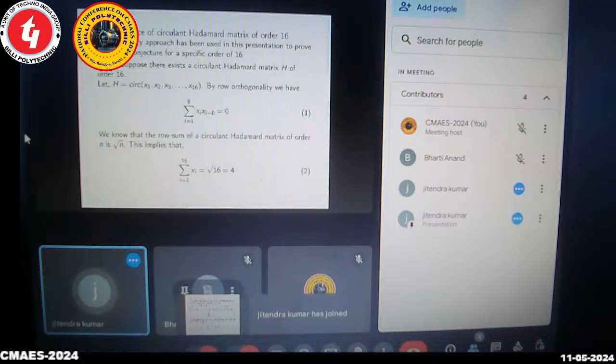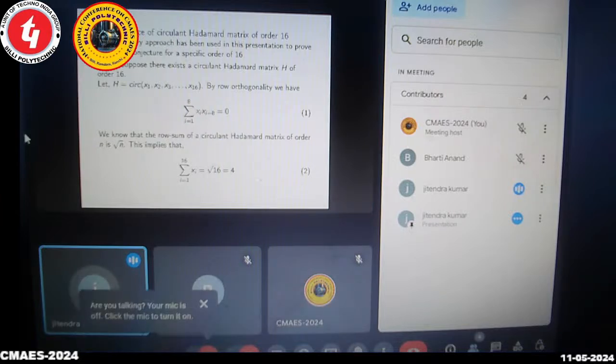Okay. My main work starts from here, and already I have supposed that there exists a circular Harmon matrix of order 16, and I have started using some properties of circular Harmon matrix and try to find why it does not exist. I have supposed that H is a circular Harmon matrix of order 16, and by the property of orthogonality, the inner product of first and ninth row is 0.